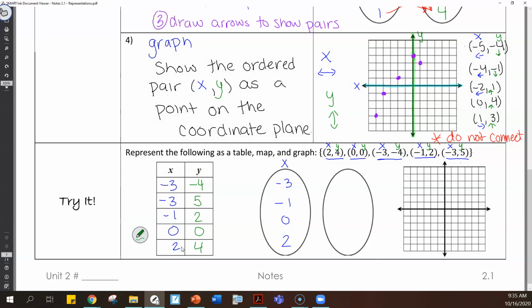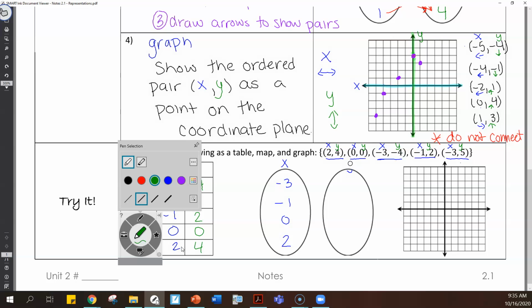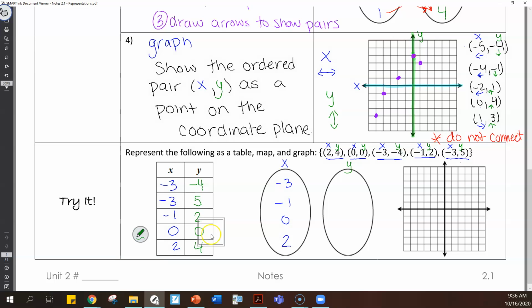Okay. I'm going to do the same thing with my Y values. List them least to greatest without repeating any numbers. So I've got 0, I've got -4, so that's probably my smallest, -4. And then I've got 0, 2, 4, and 5. I list them least to greatest. I don't have any repeats.